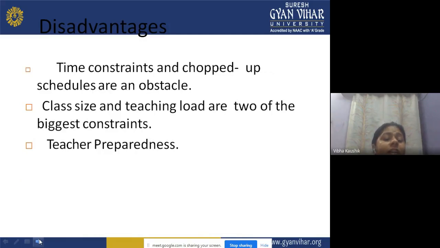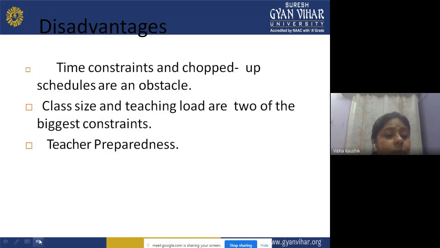Now, what are the disadvantages of individualized instruction? The first one is time constraint, meaning it is a time-consuming job, because I am not teaching the whole class. I am giving instructions to each and every student. So what will happen? It will be a time-consuming job. And chopped up schedules are an obstacle. It will work as an obstacle because every teacher has other schedules also.